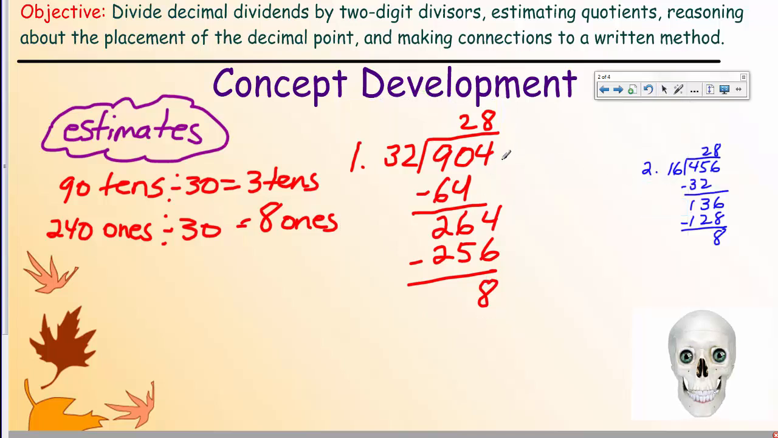So in order to take my 8 ones and again decompose, see, 8 ones, if you recall, would be the same as 80 tenths. Are you following me here? So here we would have 80 tenths. Because we have 8 ones and there's 10 tenths in each one, we could have 80 tenths. Therefore, we could divide 80 by 32.